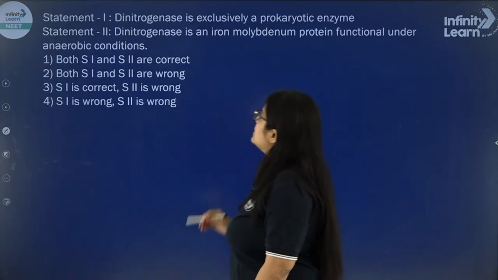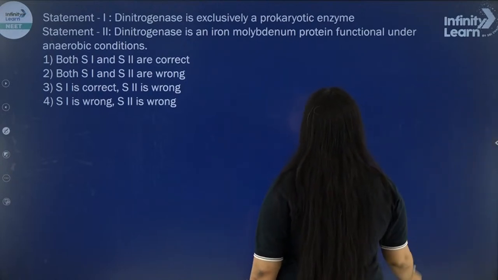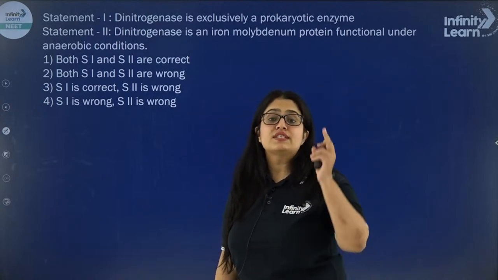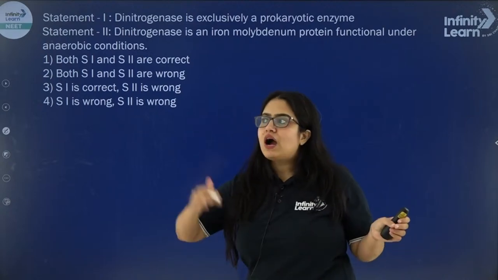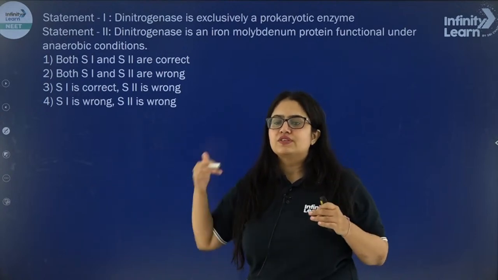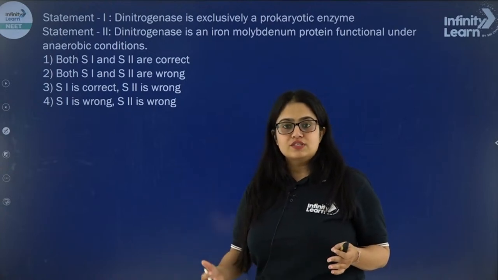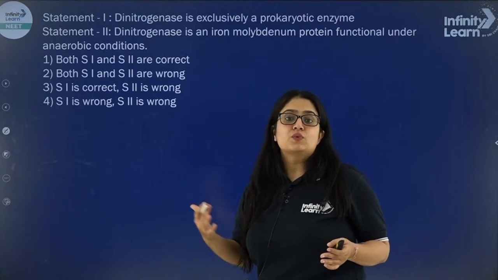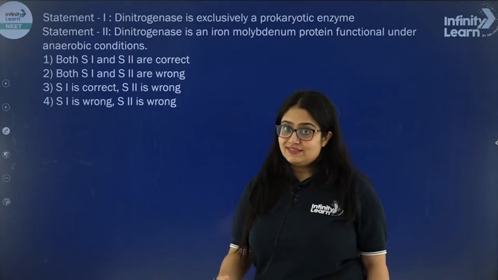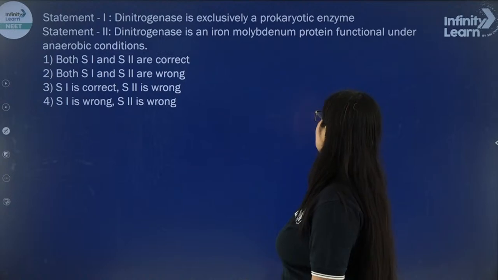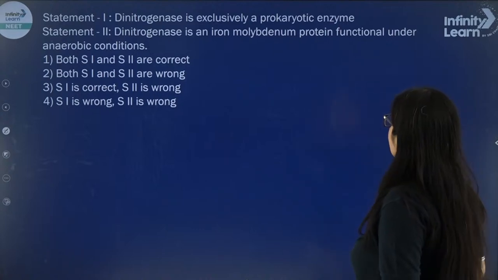This one is wrong. Statement 1 and statement 2: dinitrogenase is exclusively a prokaryote enzyme. We are talking about dinitrogenase, the nitrogenase enzyme that is required to catalyze the biological fixation of nitrogen. The conversion of N2 into ammonia happens in the presence of this dinitrogenase enzyme, which is an exclusive property of the prokaryotes. Remember, in your NCERT, in a leguminous plant like soya bean, this nitrogen fixation is explained with the help of Rhizobium bacteria in which this dinitrogenase is present. Dinitrogenase is an enzyme, a protein, and it includes iron and molybdenum. It's an iron molybdenum protein. So dinitrogenase is an exclusive property of prokaryotes, that's right.